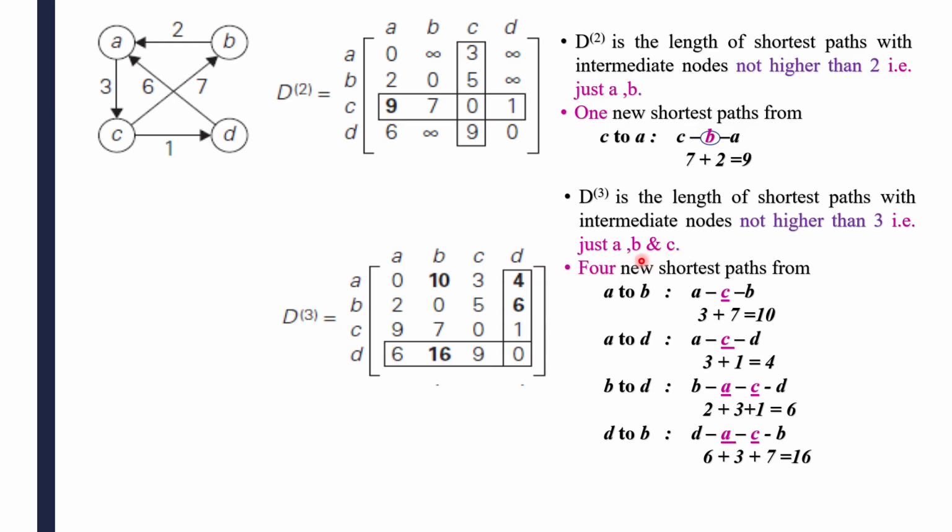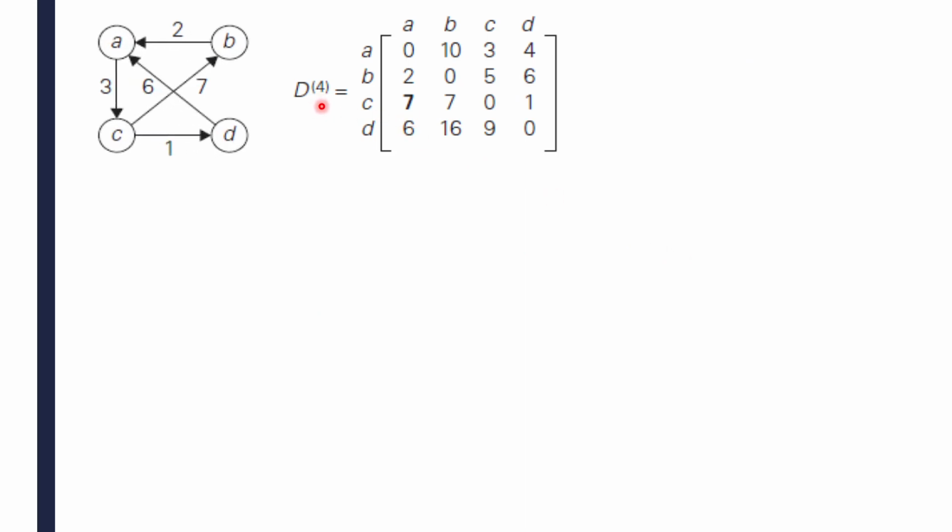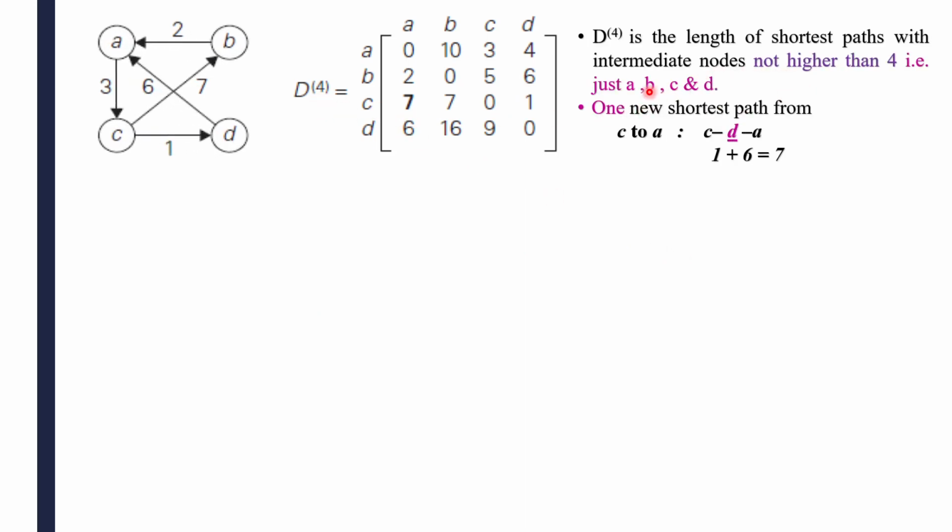What are those intermediate nodes now? A, B, C here. Next, I have to take D as the fourth, 4 intermediate nodes. Okay, what are those? A, B, C, D. After taking 4 intermediate nodes, I got only one shortest path, that is C to A here.